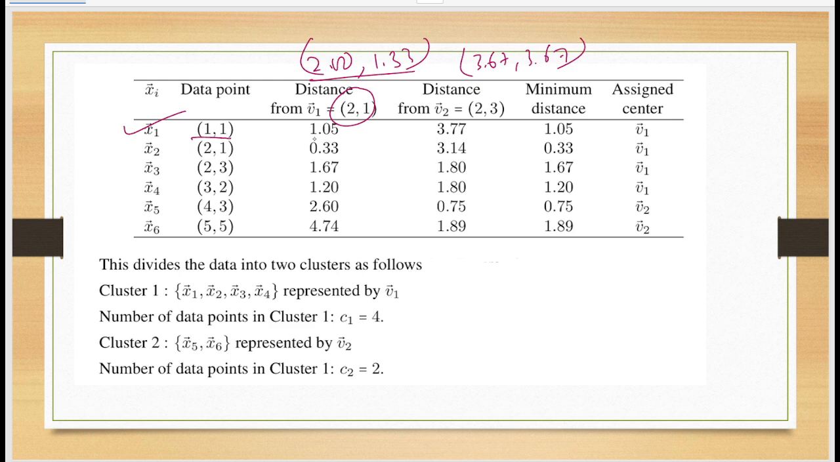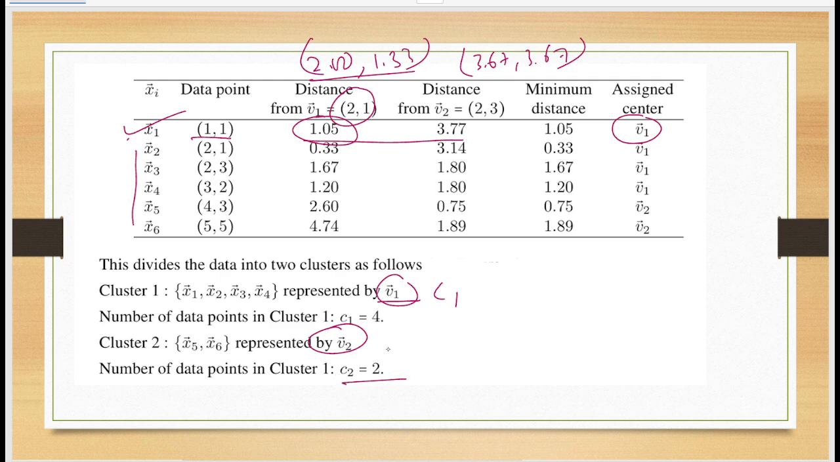And if you see here, the minimum of these two is 1.05, so we'll assign x1 to the B1 cluster. Similarly, we go through each point and find the assignment for each cluster. The four points x1, x2, x3, and x4 are represented by V1, which means they are assigned to the C1 cluster. Similarly, x5 and x6 are represented by V2, and are assigned to C2.